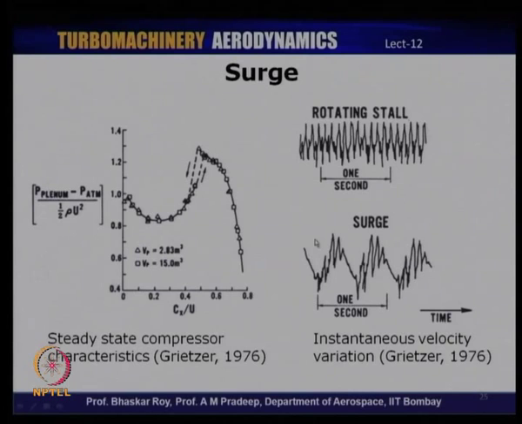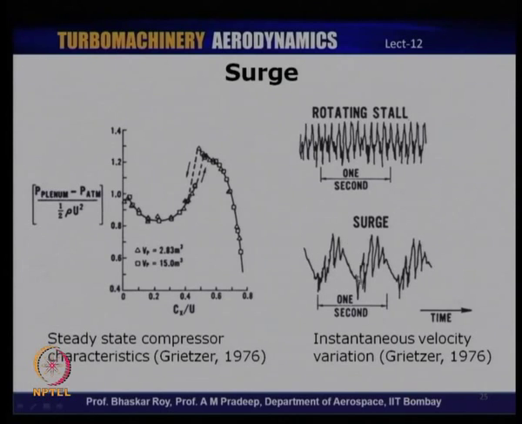So, if you were to measure variation of velocity in a compressor which is, let us say, undergoing rotating stall, one would see several fluctuations within a second, which means that the frequency of rotating stall is several magnitudes higher than that of surge. You can see in surge, 1 second has probably just one or few fluctuations, whereas in rotating stall you have several fluctuations taking place in a second. So, the frequency of rotating stall is usually at least one order of magnitude higher than that of surge.